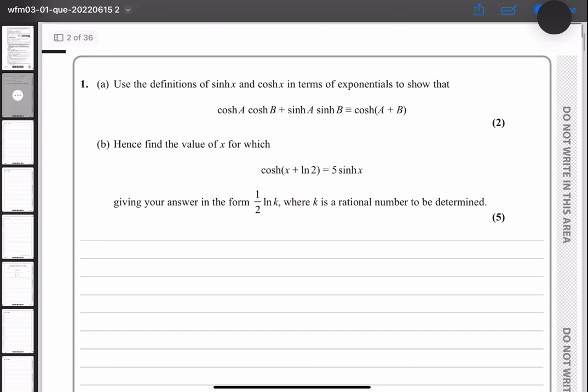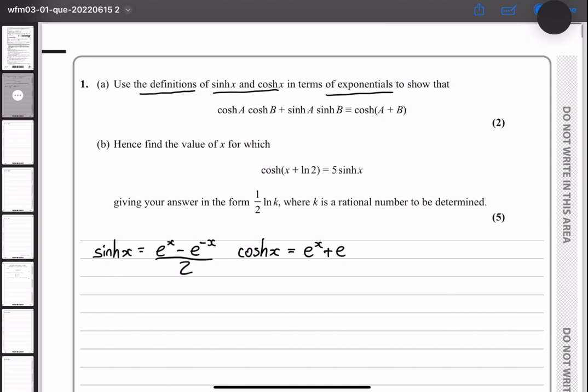Jumping straight in then, number 1. Use the definitions of sinh and cosh in terms of exponentials. Okay, straight away, definitions in terms of exponentials of these two things. These are things that you need to have memorized. So you need to know that sinh of x is equal to e to the x minus e to the minus x over 2, and cosh of x is equal to e to the x plus e to the minus x over 2. And we're using these to show that this statement here is true.